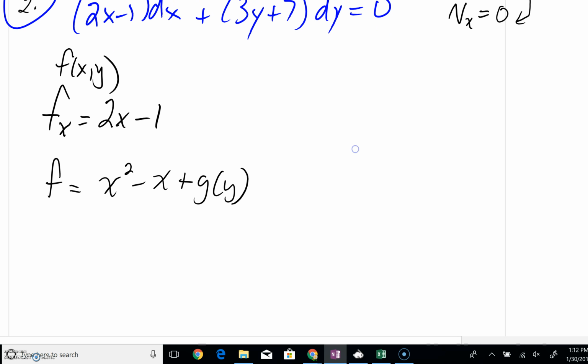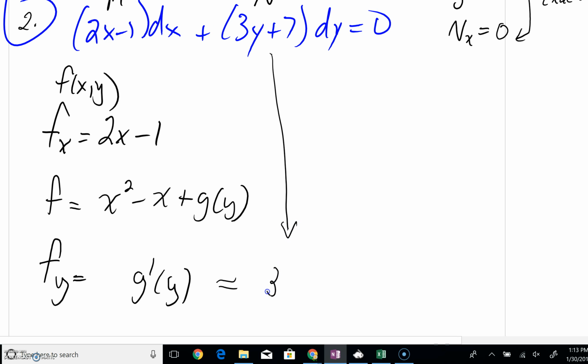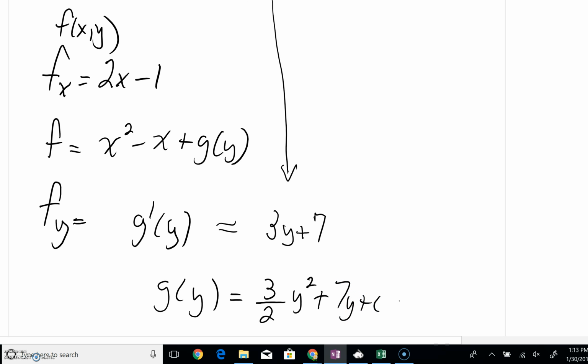Guess where we're going next? We're going to take f and take the derivative with respect to y. And oh my goodness, what do we get when we do that? g prime of y, right? Anything with an x in it, when I take the derivative with respect to y, disappears. But what is f sub y? What is that really? 3y plus 7. And now we can go ahead and take a quick antiderivative. g of y would be, help me, what do you think? 3 halves y squared plus 7y plus a c, I guess.